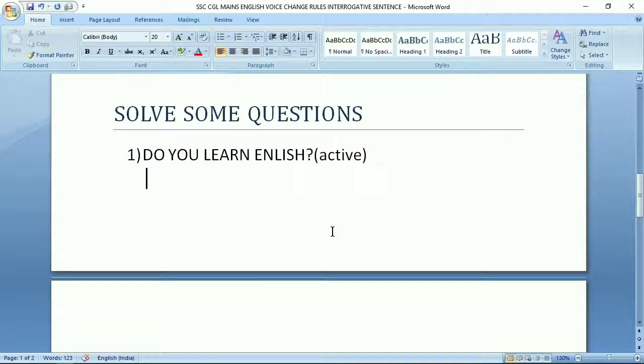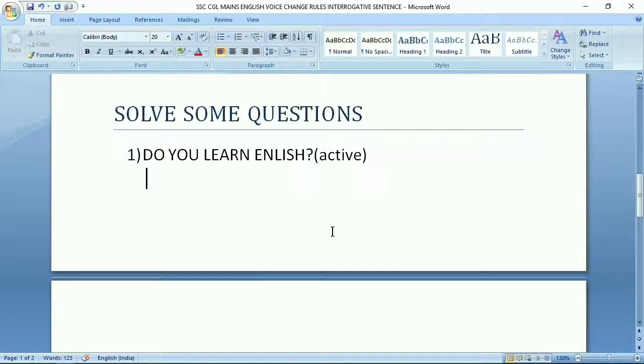Our first sentence is on your screen: Do you learn English? This active sentence begins with do, and after do the subject is you, then the main verb is learn and the object is English. So here you can easily understand that the object is English. Since the active sentence begins with do, this sentence is in simple present tense.